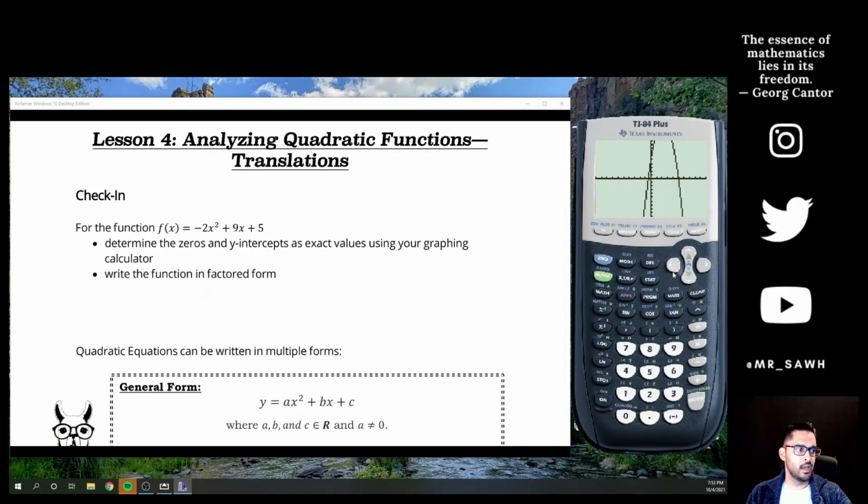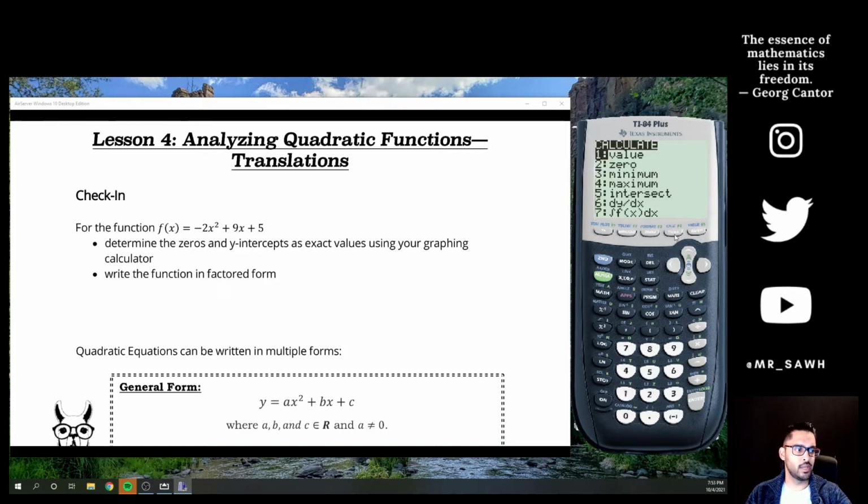So again, this is good. I don't really need to see that vertex just yet. I really just care about the intercepts right now of the two x's, so those are our zeros. Our y-intercepts, I can see all of those on there, so I don't really care about where the top part is. So let's determine the zeros first.